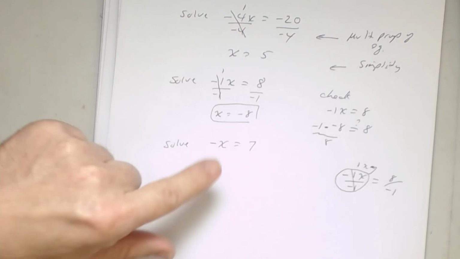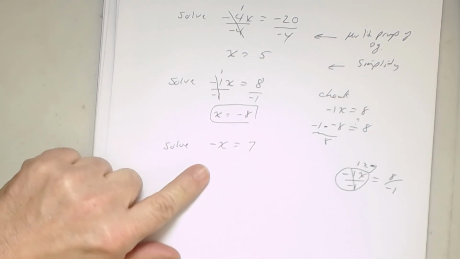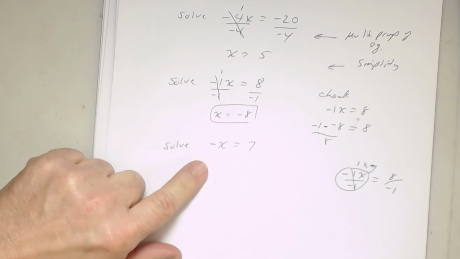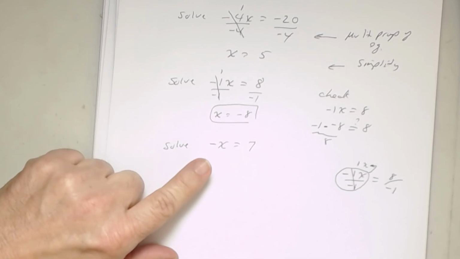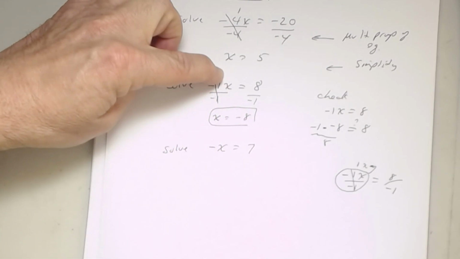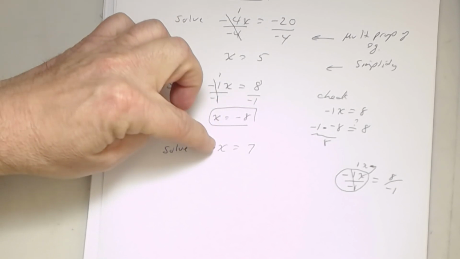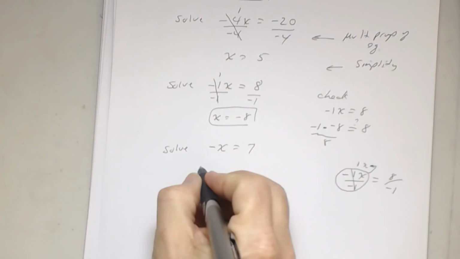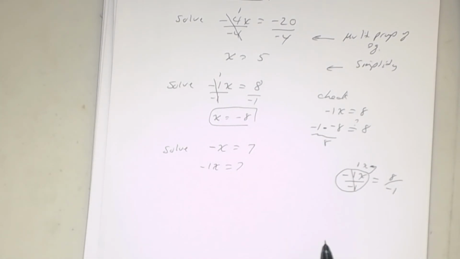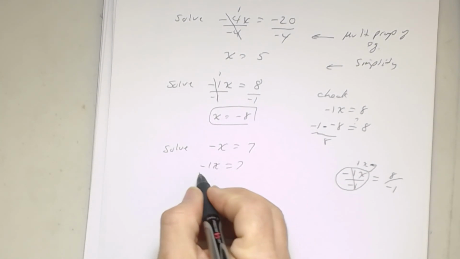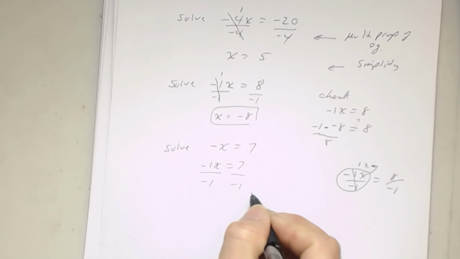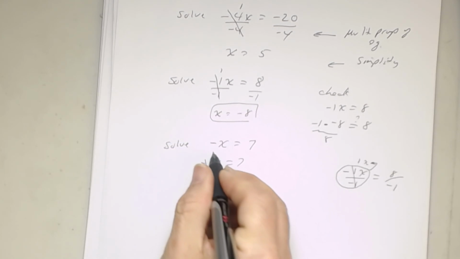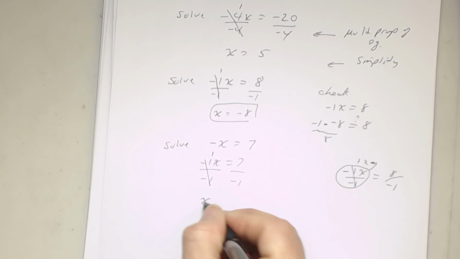All right. Over here, what is the coefficient of x? -1. So what you may want to do is rewrite that to look like the previous problem. In other words, rewrite -x as what? -1x. And now you know what to do. What's the next step? Divide by what? -1. And -1 divided by -1 is 1. 1 times x is x. And what does x equal?